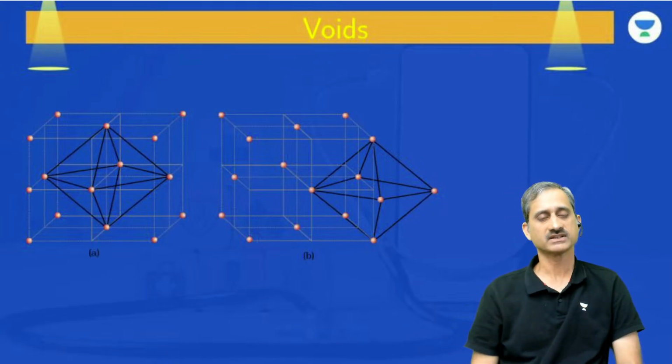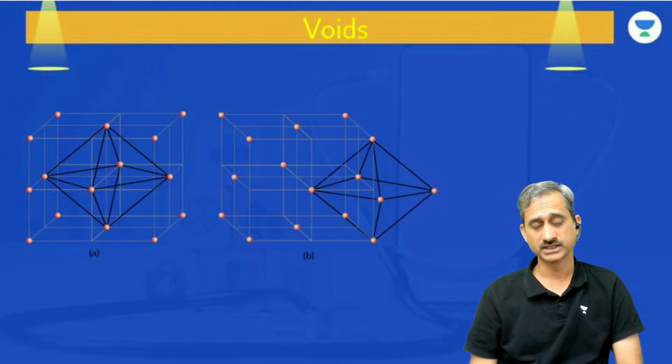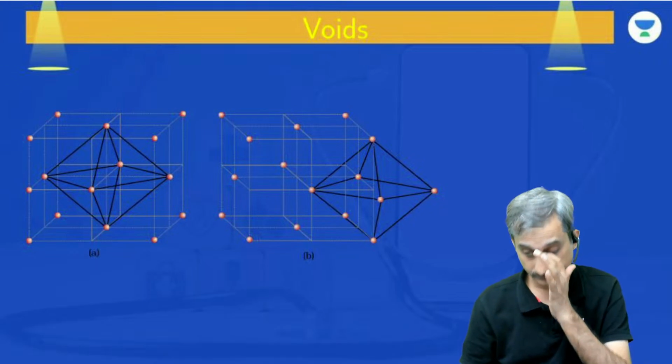So this is what we have as the octahedral and the tetrahedral void. These are the octahedral voids. Can you see them?